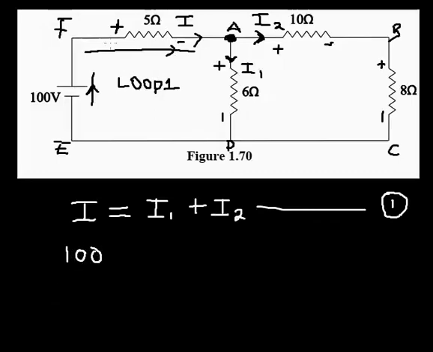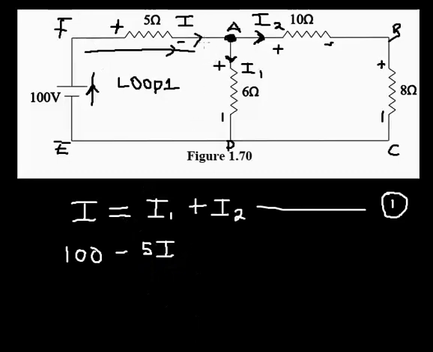As I move, I will encounter the 5 ohm resistor from positive to negative. That is going to be minus. According to Ohm's law, the voltage across a resistor is the current of the resistor multiplied by the resistance. The current passing through the 5 ohm resistor is I, multiplied by the resistance, which is 5. So what I'm going to have is 5I. The voltage across the 5 ohm resistor is 5I.